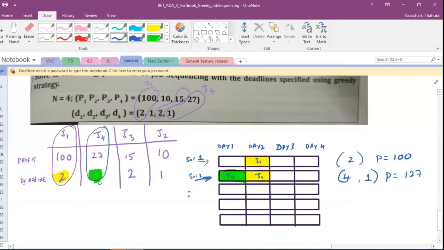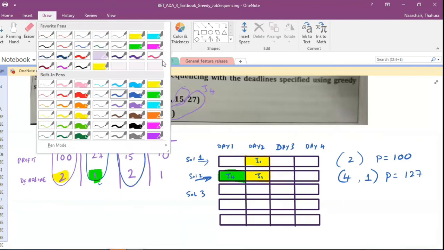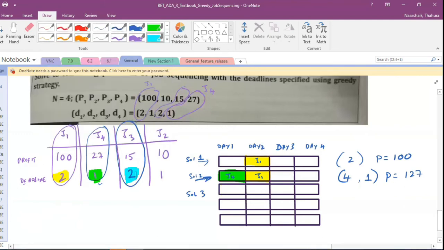What are other feasible solutions possible? Let's pick solution number 3. For this, I will take job 3. Whenever you pick a new job, you blindly check and add it. Job 3, right? So where should I put this? This is day 2, right? So I'll put it here. This is job 3. Okay.